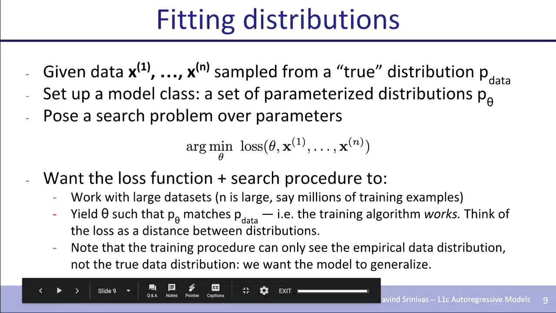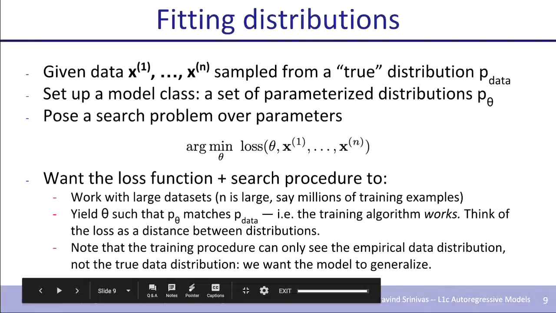Okay, so how exactly will this work? At the risk of being pedantic, the way we find theta so that P sub theta is approximately equal to the data distribution is by designing a loss function, which is a function of theta and the data. That rhymes. And we would like to minimize this using an algorithm that we can run in practice, like gradient descent or stochastic gradient descent. There are some properties that we want this to satisfy. We want this to work with very large data sets, like millions of training examples, like ImageNet. Trust me, it's very easy to write down an algorithm that doesn't work on a large data set, like that one.